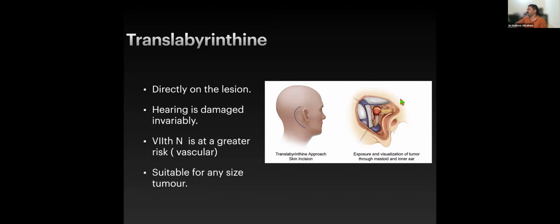So basically, this is an approach to protect the cerebellum. If you do not want to injure the cerebellum, you directly land on the tumor. And once the tumor has been decompressed, you can actually dissect it off from the cerebellum.